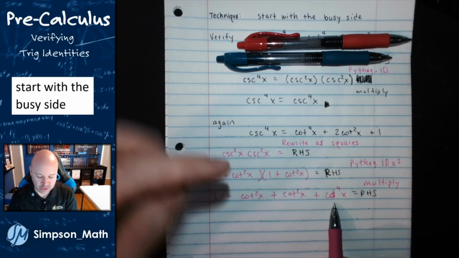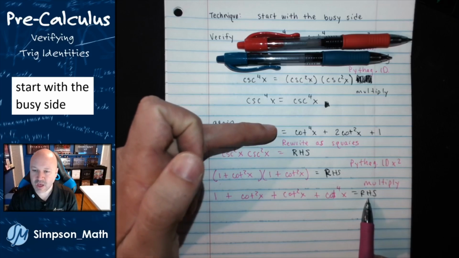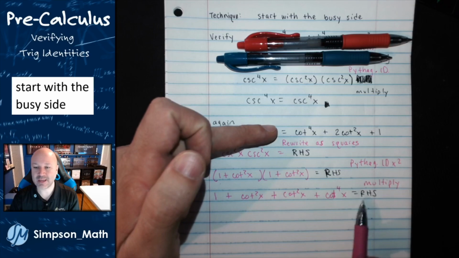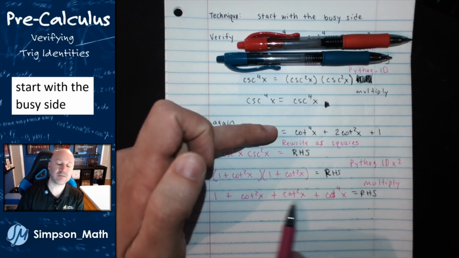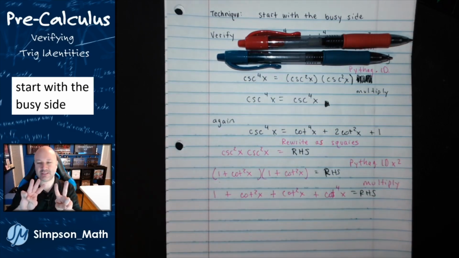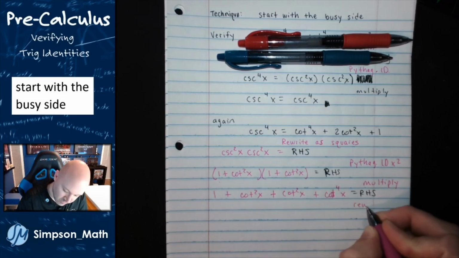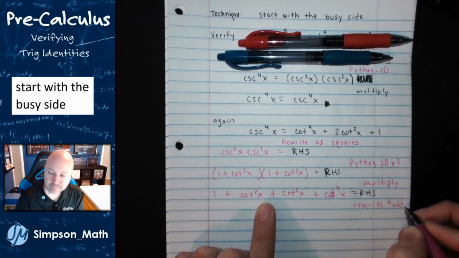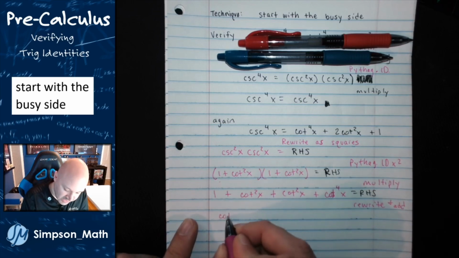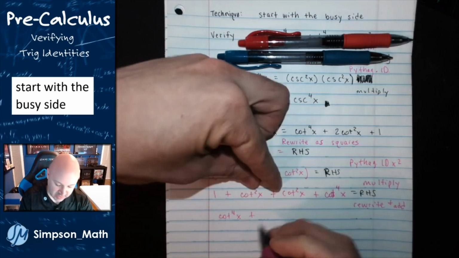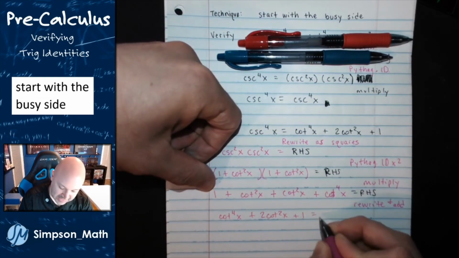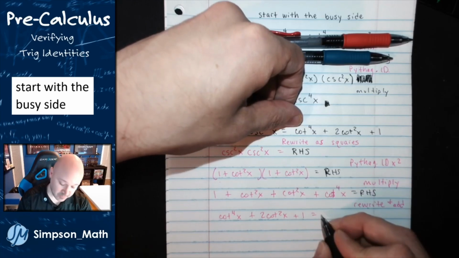And then I'm looking at it, but it is not quite identical. I'm just going to say rewrite. I guess technically, if I wanted to be real formal, I could say addition is commutative. 2 plus 3 is the same thing as 3 plus 2. But I'm just going to say rewrite. And I need to add these as well. So I have cotangent to the 4th, plus I have 2 of these, plus my little 1, and that's equal to the right-hand side of the equation.